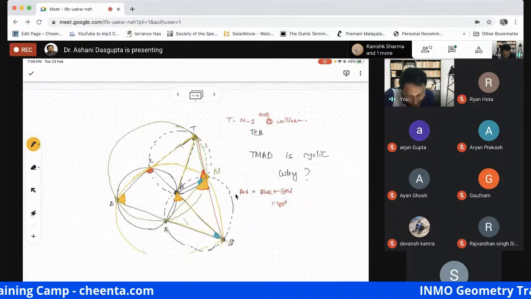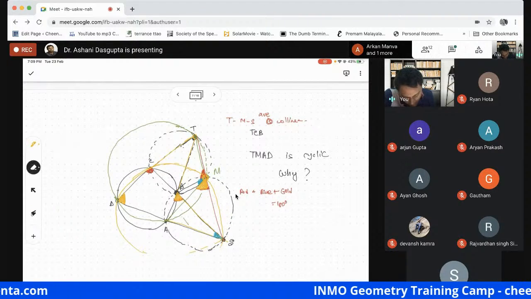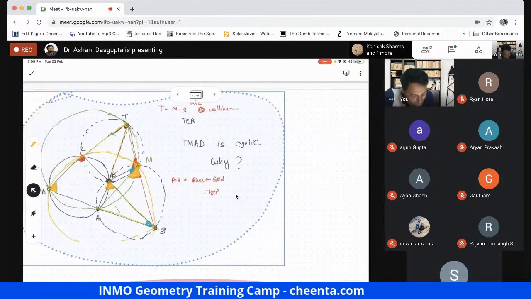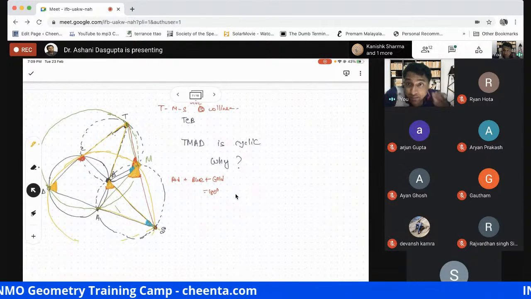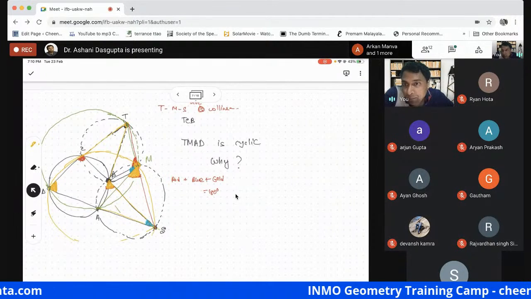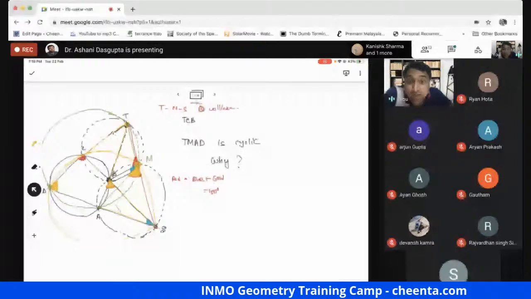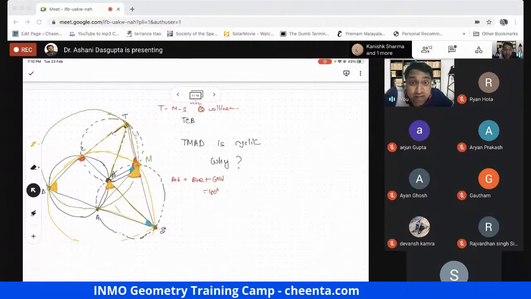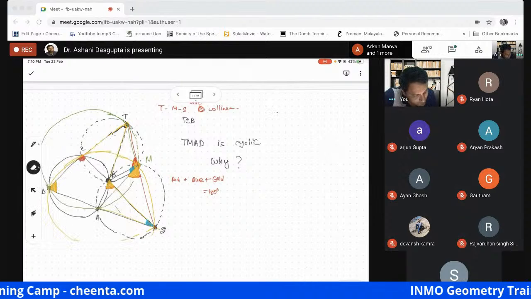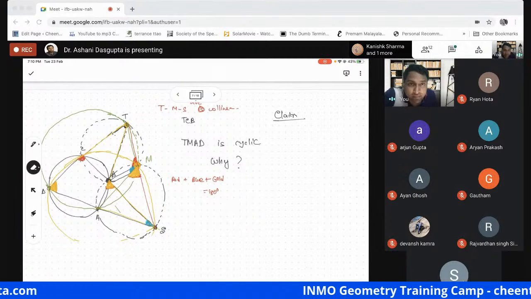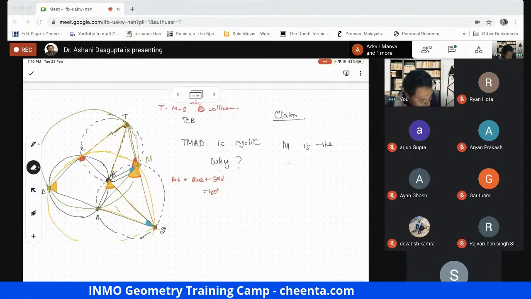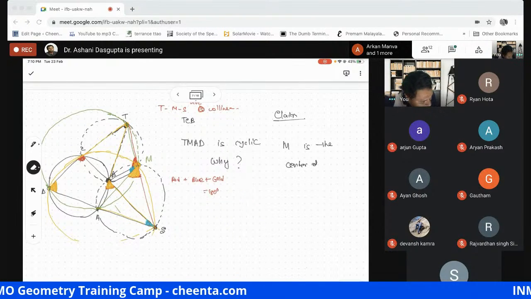Our problem is basically about, so we were trying to learn about spiral similarity, remember, a moment ago. So we are going to relate the Miquel point with the spiral similarity. So the Miquel point is a point which is the center of spiral similarity related to the quadrilateral ABCD. So here is the claim. Claim is that M is the center of spiral similarity.